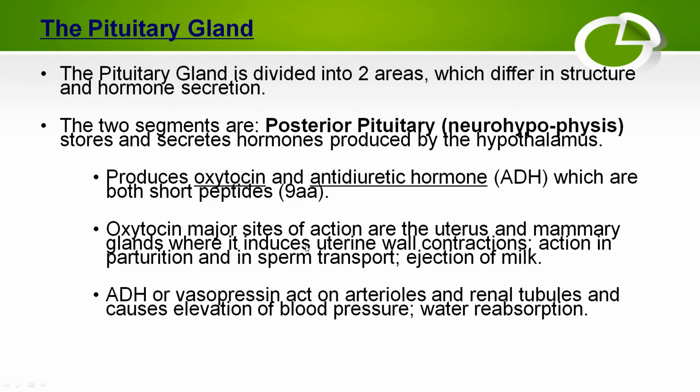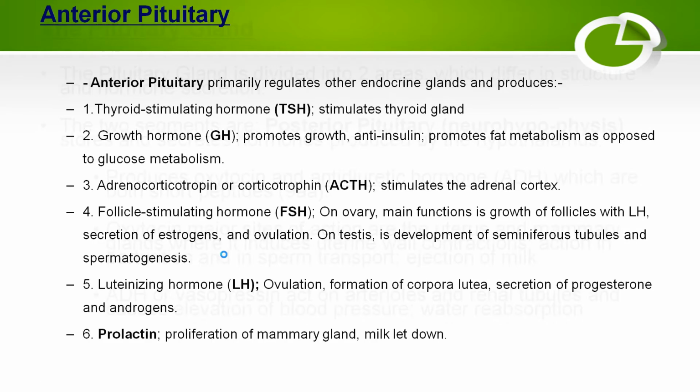Oxytocin has a site of action at the uterus and mammary glands, where it induces uterine wall contraction, that is the action in parturition and sperm transport, and also ejection of milk, that's milk let down. ADH or vasopressin acts on arterioles and renal tubules and causes elevation of blood pressure and also water reabsorption.